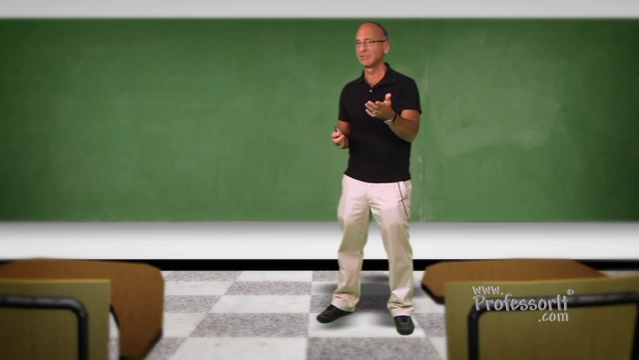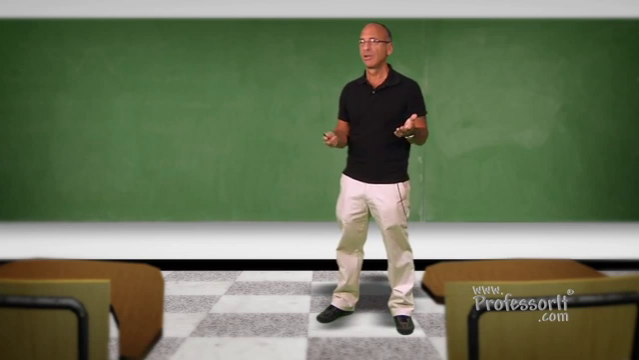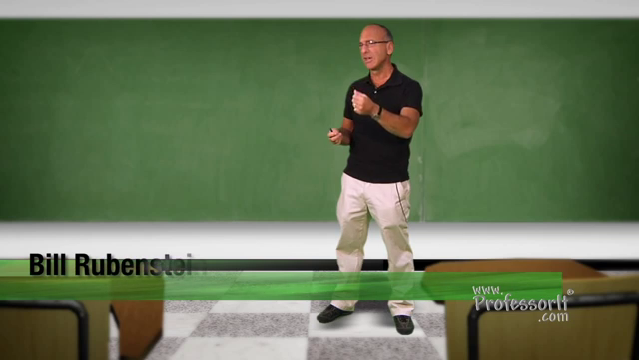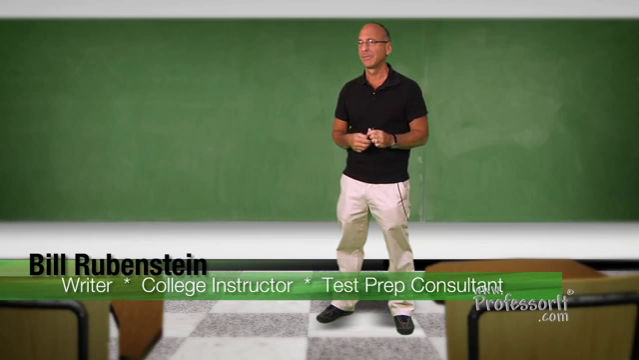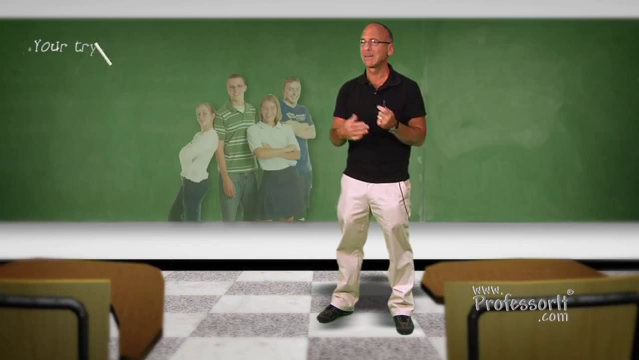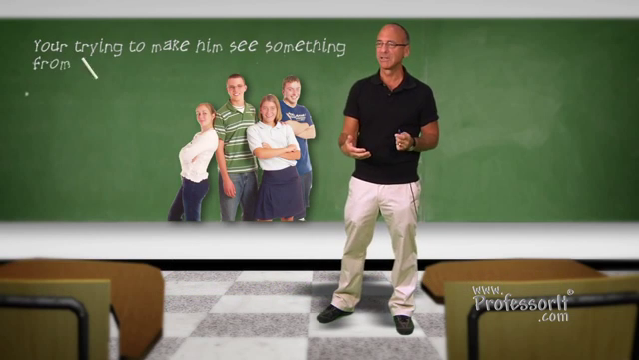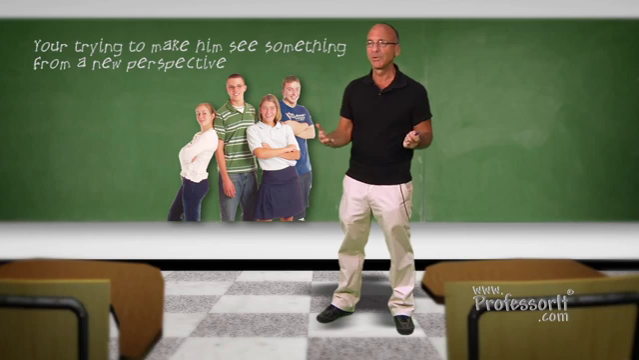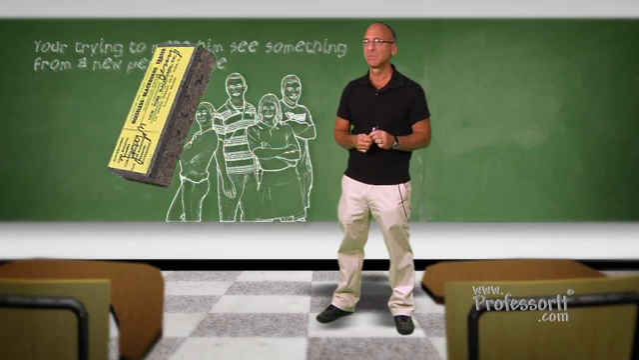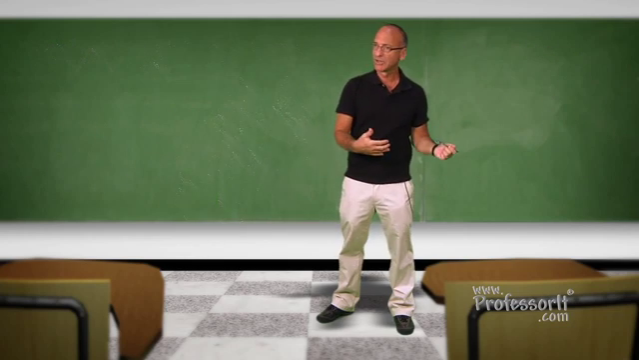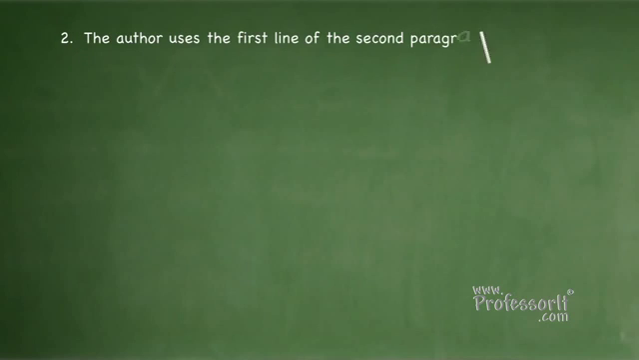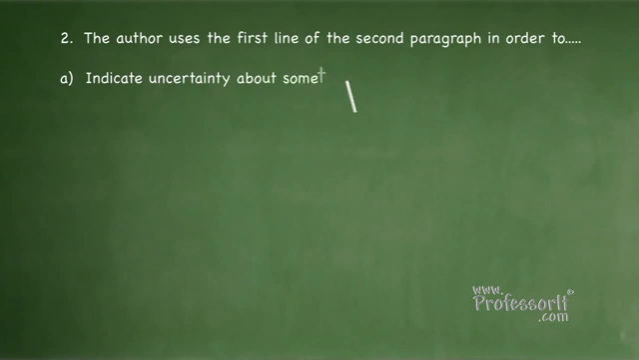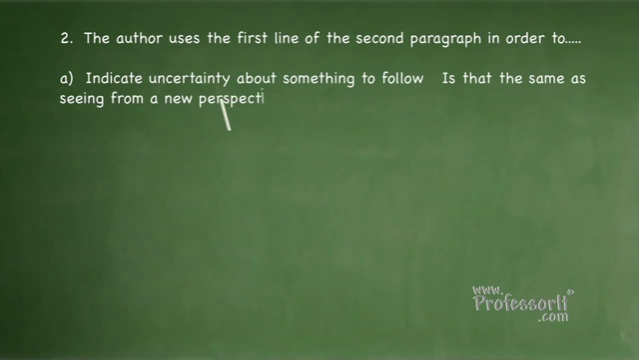And you were only trying to share this information for his benefit, right? So you did this because you're trying to make him understand that something he takes for granted, potatoes, might actually be killing him. So in a general sense, you're trying to make him see something from a new perspective. That must be the author's purpose then, right? To make us see from a new perspective. Let's match this, our prediction, to the answers that were given. The author uses the first line of the second paragraph in order to A, indicate uncertainty about something to follow.